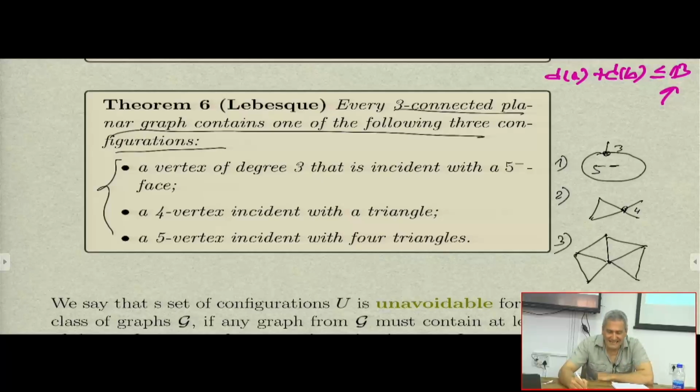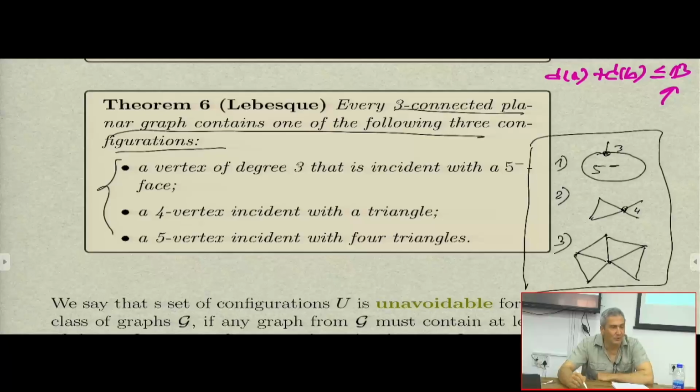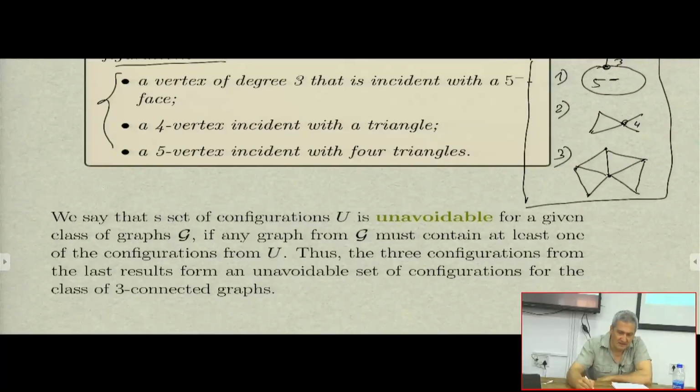So this is a set of 3 configurations which is unavoidable in the class of 3 connected graphs. Unavoidable. That means you give me any 3 connected planar graph, it must contain one of these 3 configurations. That means unavoidable. Here's the definition.